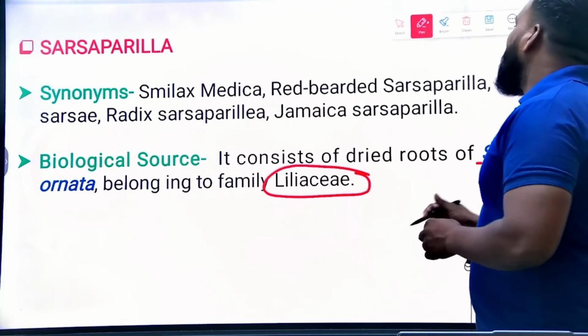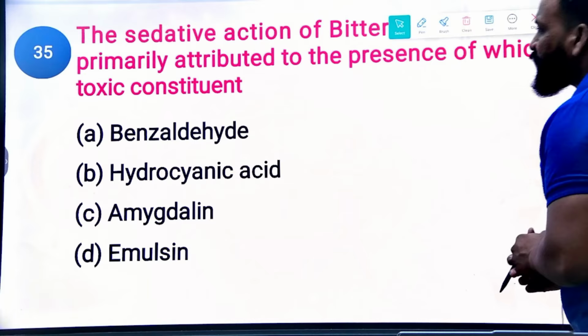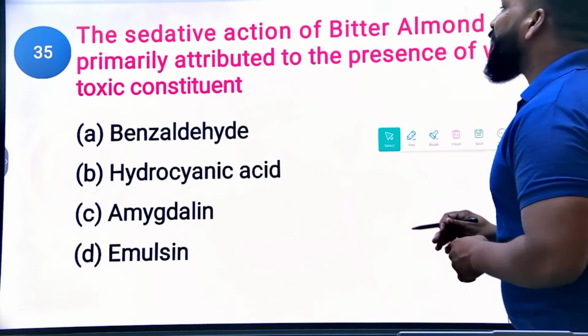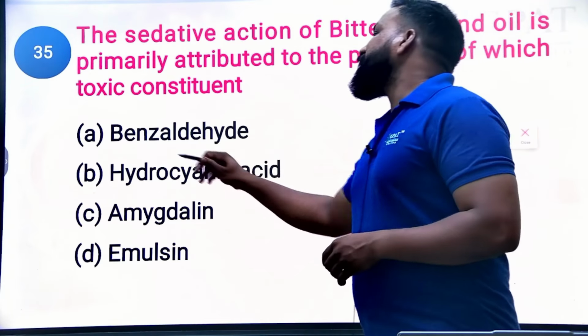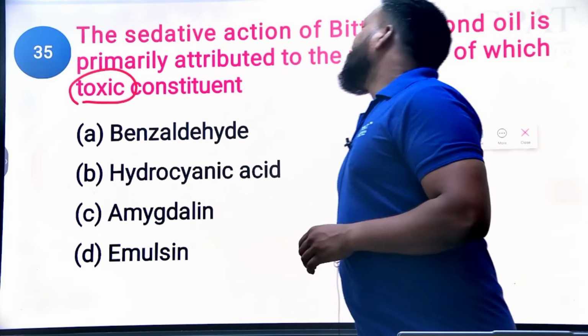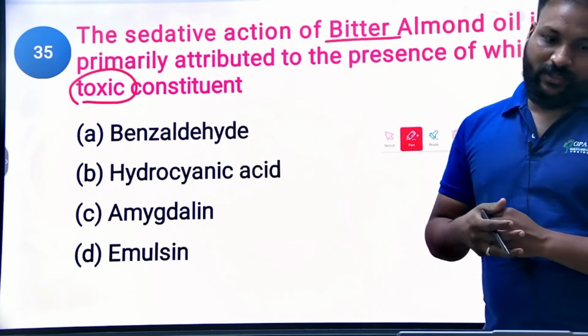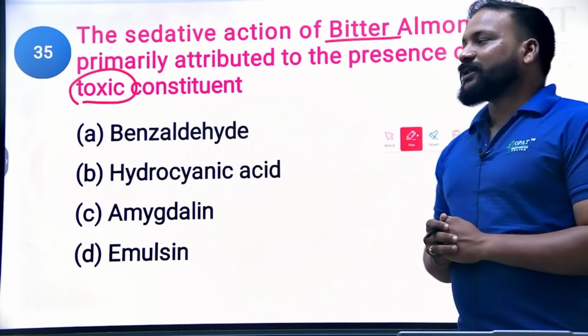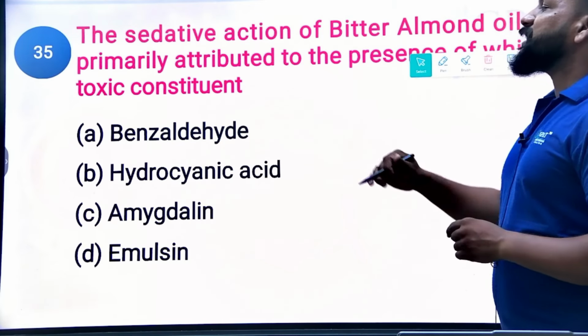Coming to the next question, the 35th question, you're almost there. Only 15 questions are remaining. Come on. The sedative action of bitter almond oil is primarily attributed to the presence of which toxic substance? Bitter almond is bitter due to one component.